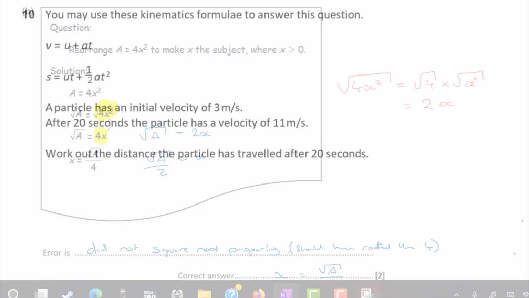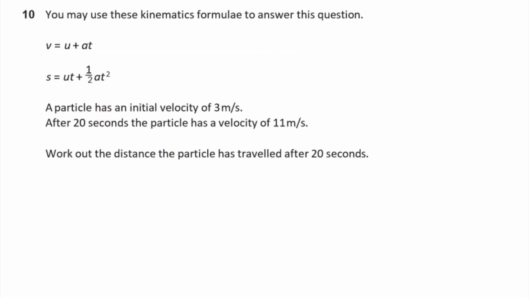Better than too little. Question 10: you may use these kinematic formulas to answer these questions. So we've got a couple of the SUVAT formulas here. v equals u plus at, and s equals ut plus half at squared. Very useful formulas. A particle has an initial velocity of 3 meters per second. After 20 seconds, the particle has a velocity of 11 meters per second. Work out the distance the particle has traveled after 20 seconds.